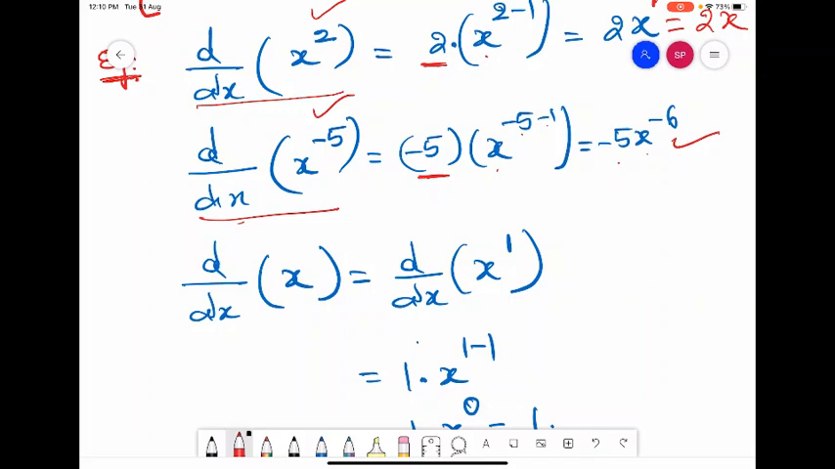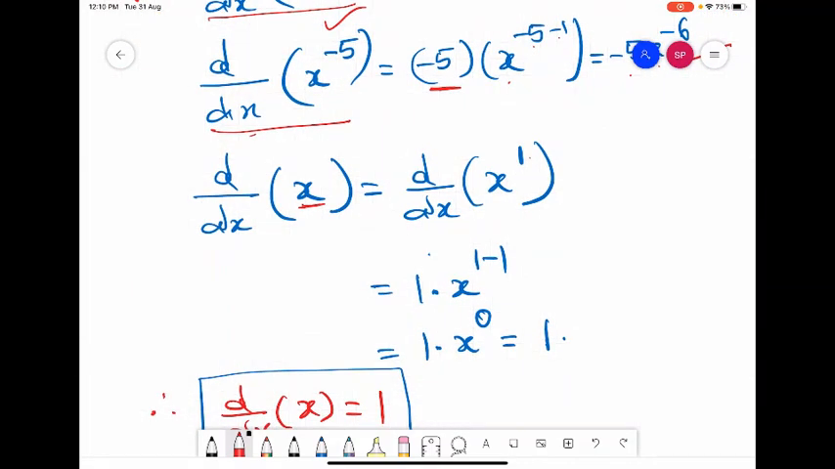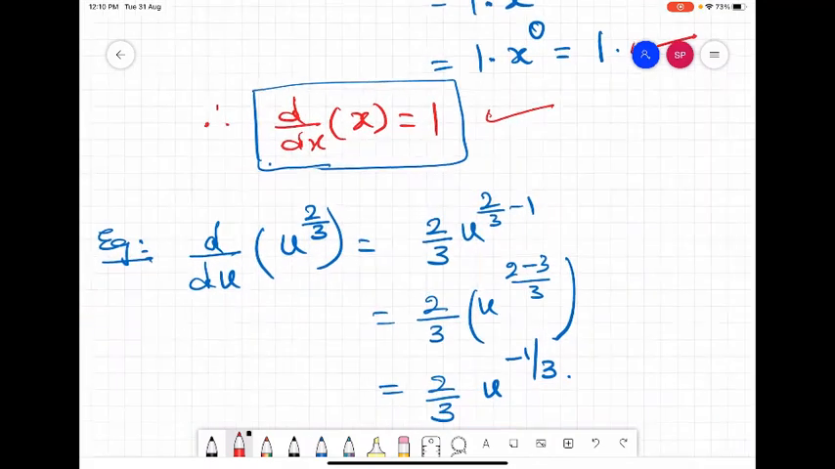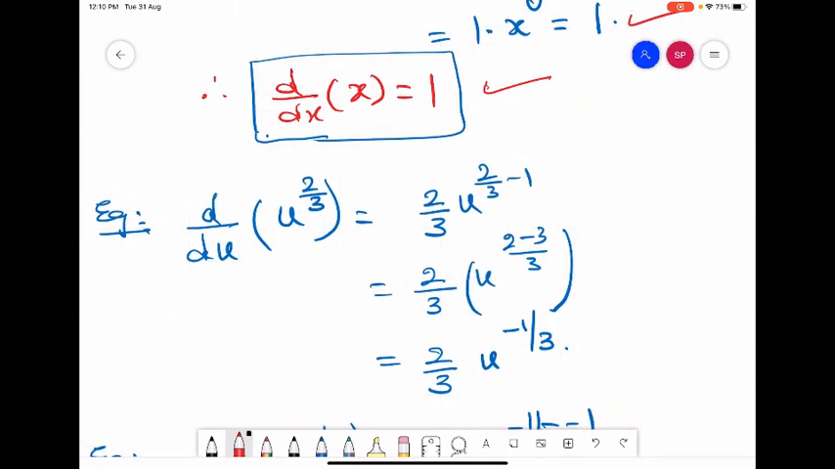Similarly, d by dx of x, x is also a polynomial. What is the power of x here? It is 1. So 1 into x power 1 minus 1, which is 1 into x power 0, which is 1. So in general, we remember as a formula that d by dx of x is 1. It is not only for x, we can do it for any function, not just with respect to x.